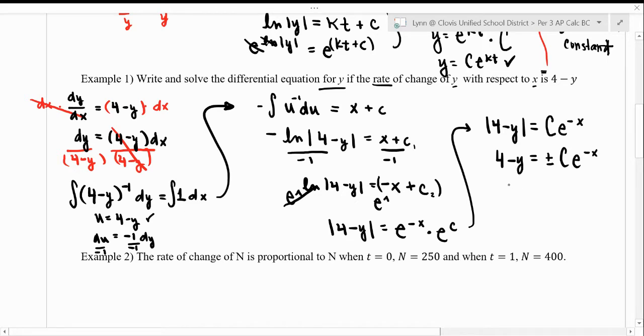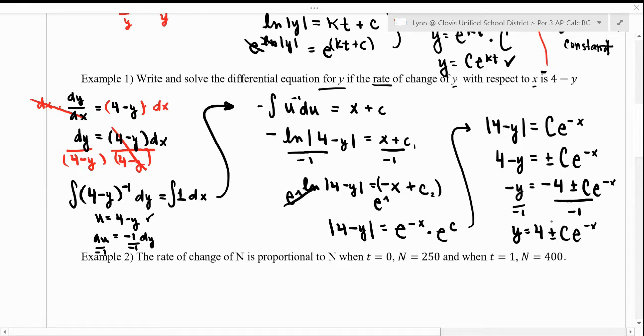And so then now I'm going to subtract 4 to both sides. So I'm going to put it in front though. So subtracting 4. And then dividing by -1. So then I would get y is equal to, that would be positive 4. And then I have plus or minus divided by -1, so plus or minus c e to the -x.